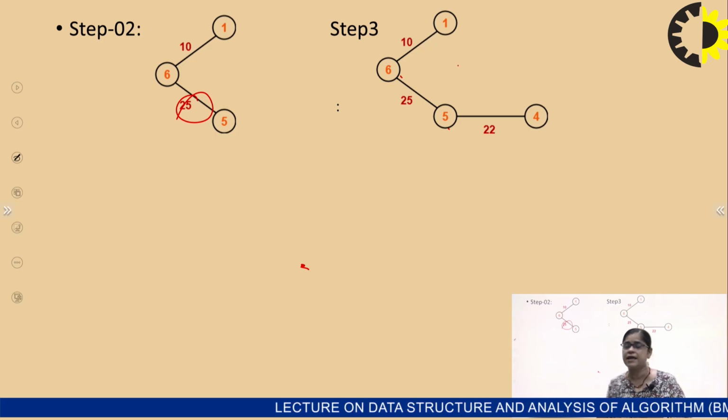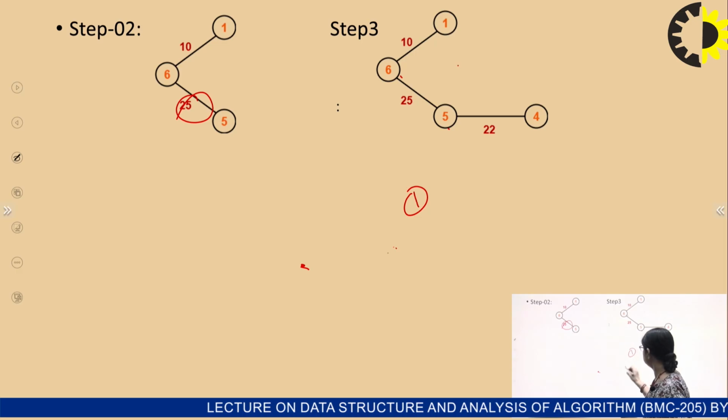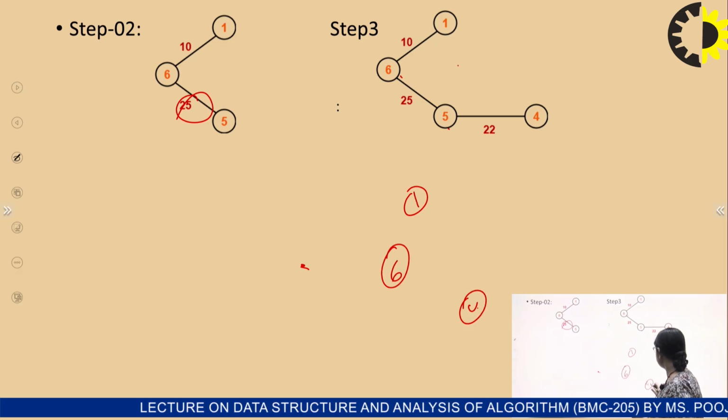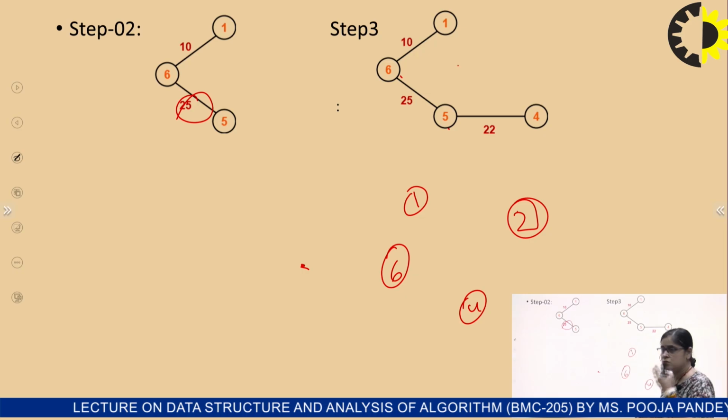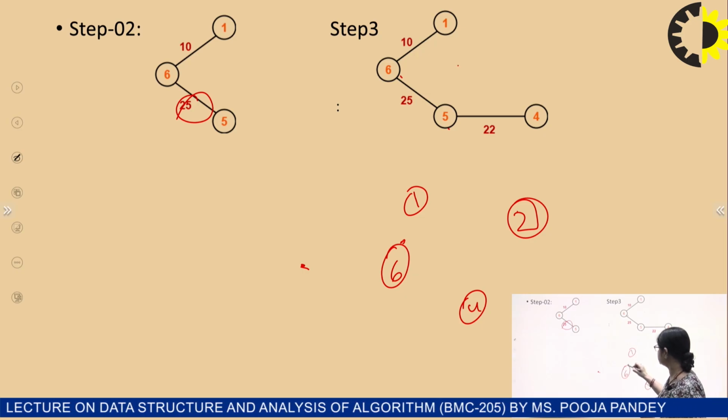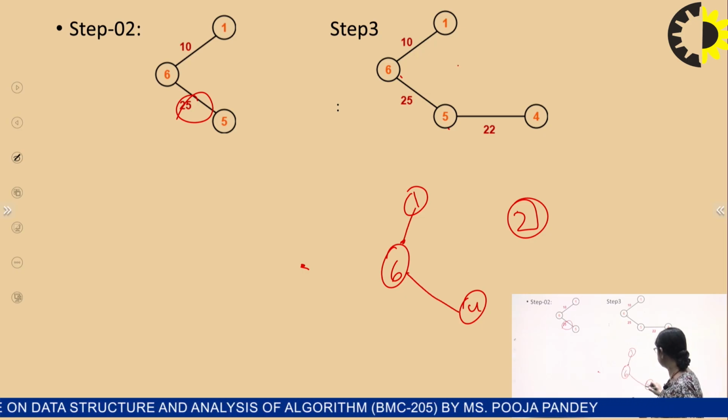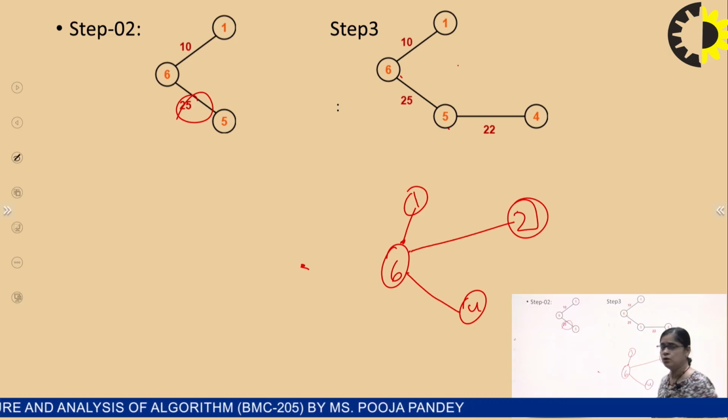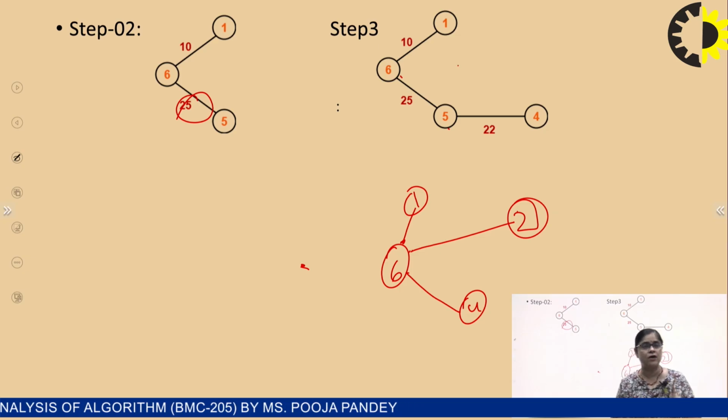It doesn't mean that if I am connecting 1, 6 and 5 here, then it is directly connected to 2. So I have to start with 6, and 6 should be connected here. It doesn't mean that 6 is directly connected to 2. No, then our algorithm will be wrong and the problem will not be solved.